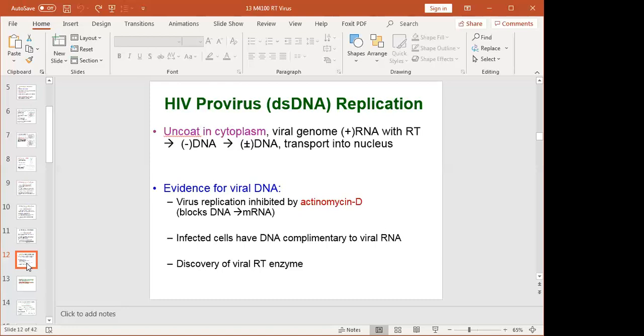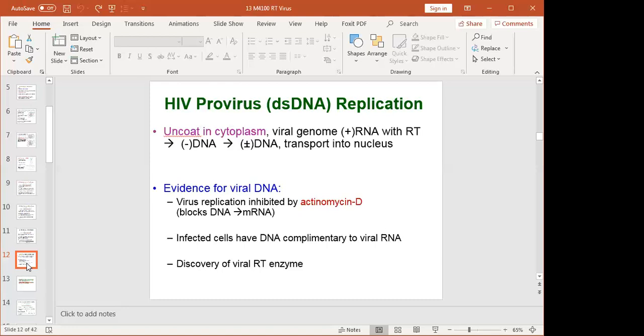So how do we know that we even have viral DNA? Some people say, oh, show it to me, to prove to me that it's not just RNA. So there are several lines of evidence. The first line of evidence is that the virus replication can be blocked by actinomycin D. Actinomycin D is a chemotherapeutic agent that also blocks the DNA to messenger RNA step. So if we have DNA, we make messenger RNA. What do we call this step? Transcription. So it blocks transcription.